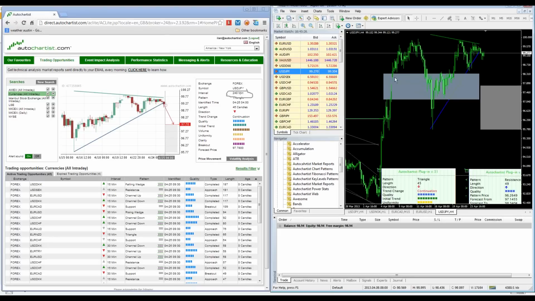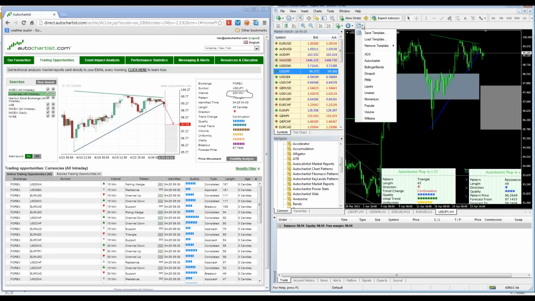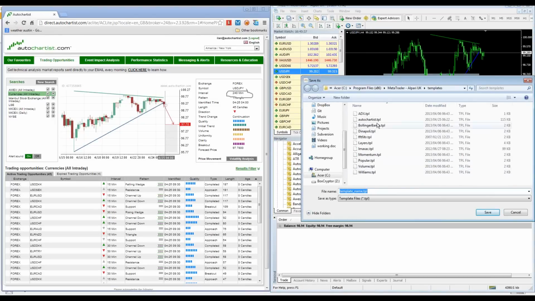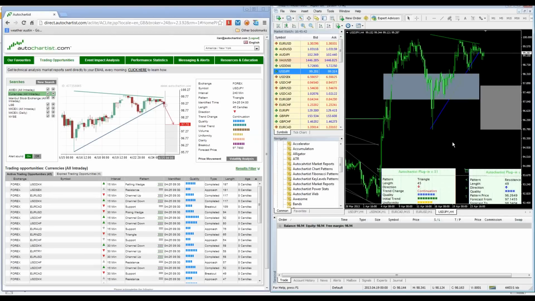However, I don't want to have to go through that process every single time I open up a Metatrader graph. So what I do is I go onto this little icon here called the template icon. I go to save template. I type in my template name. I call it Autochartist. I click save. And now I have a chart template, right?